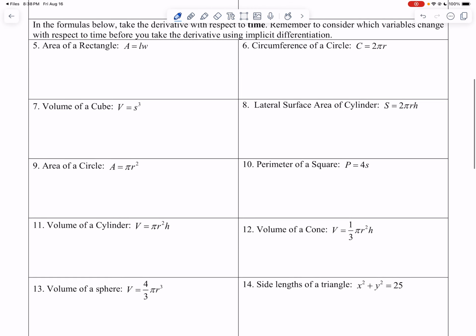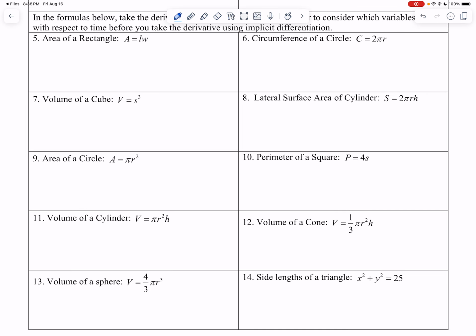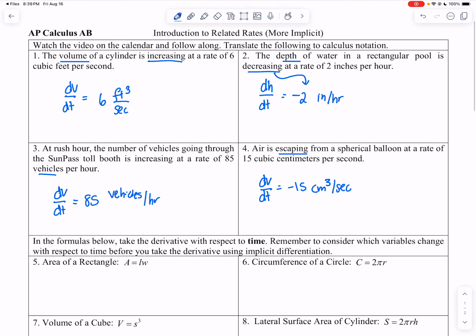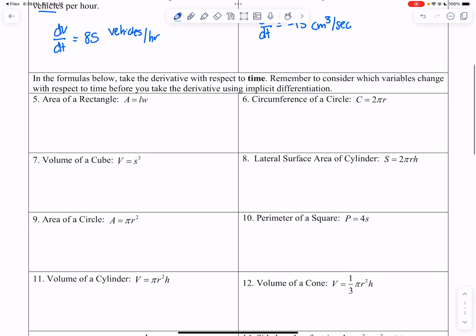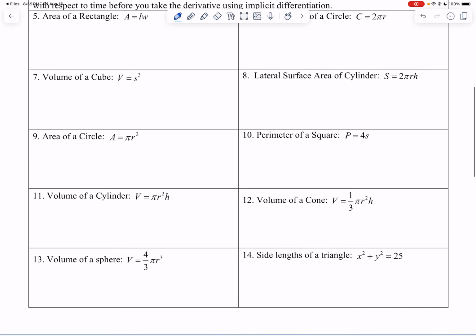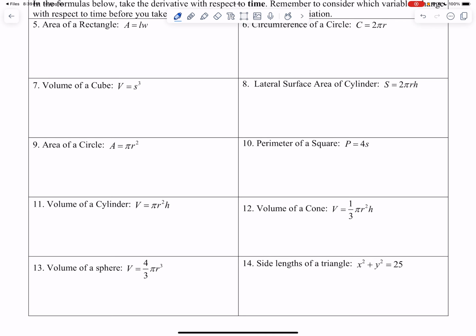All right, so for 5 through 14, what we're going to do is take the derivative with respect to time. These formulas are going to be very important for related rates. That's why today's video is called Introduction to Related Rates. So make sure that you know how to take the derivative using implicit differentiation with these formulas. And then knowing the formulas is going to help you, because then you don't have to waste a couple of minutes deriving the formula.